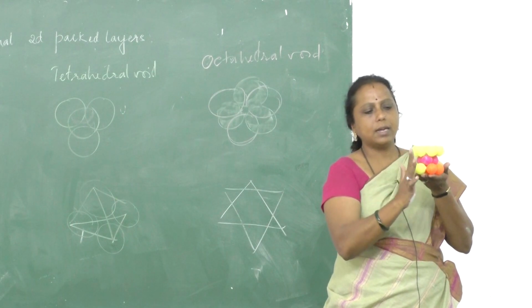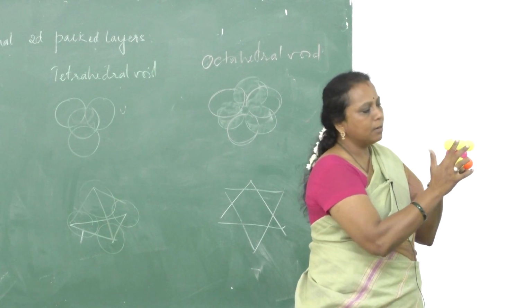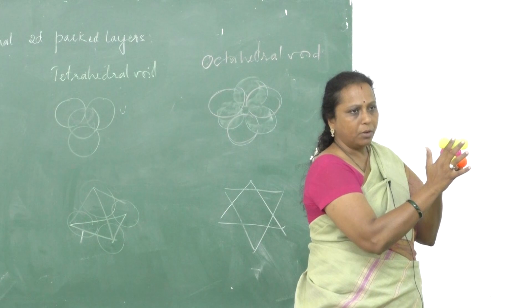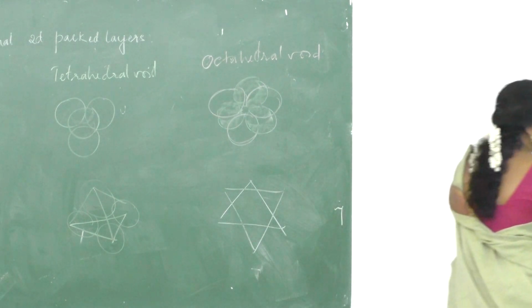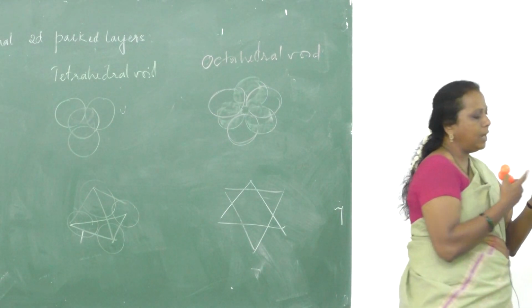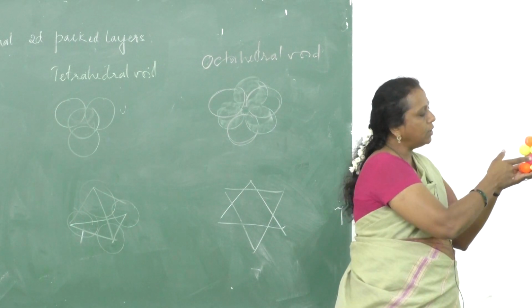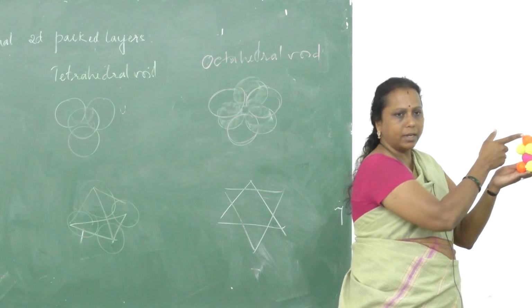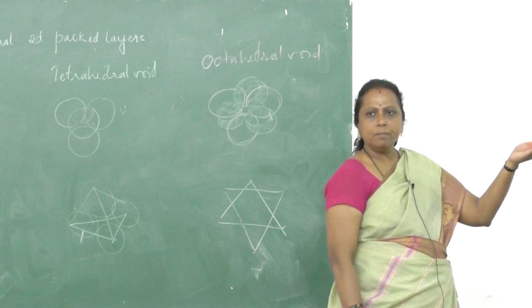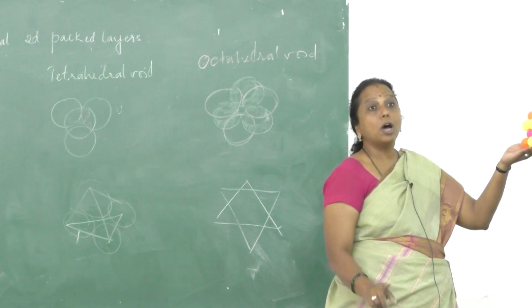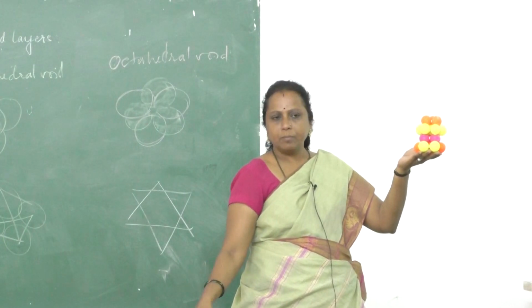See, this kind, first layer, third layer. Okay, again fourth layer spheres and second layer spheres are aligning on each other. See, fourth layer, second and fourth layer. So this kind of packing is called as hexagonal close packing.